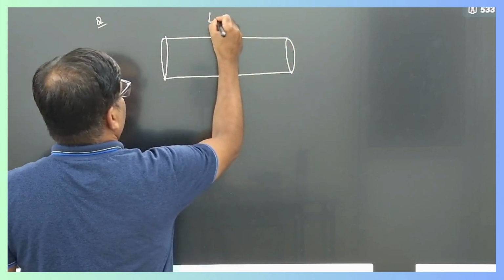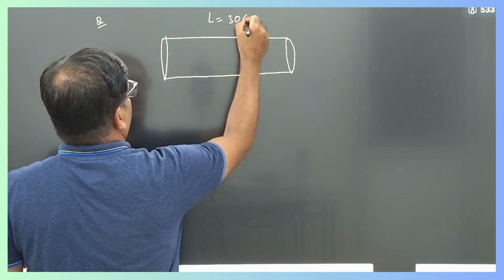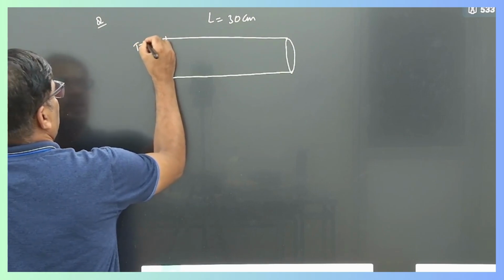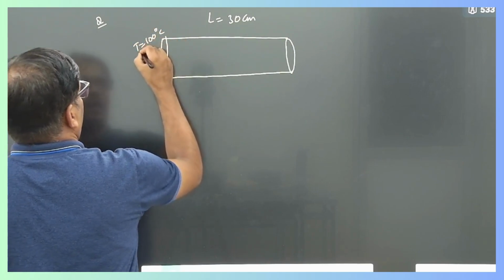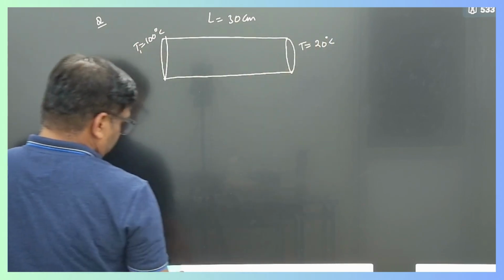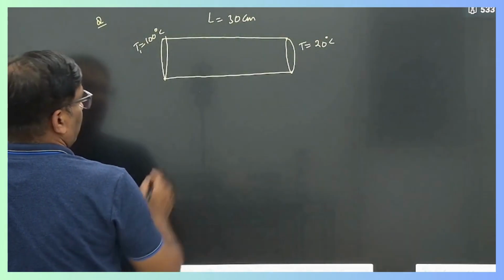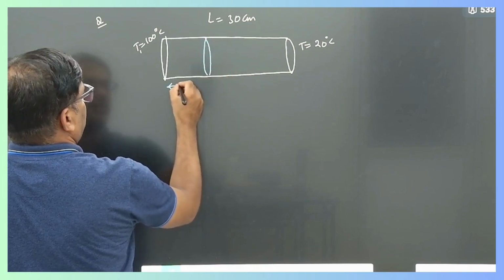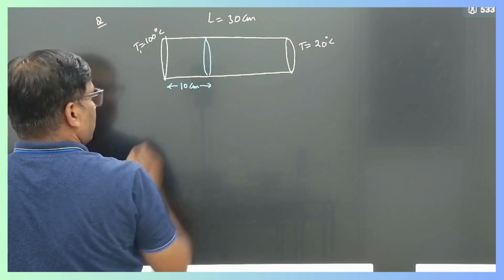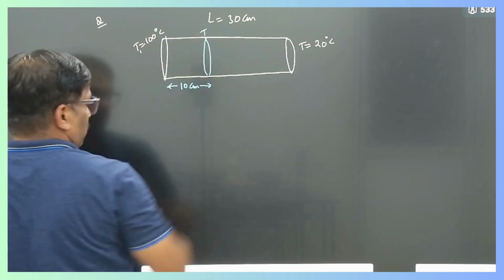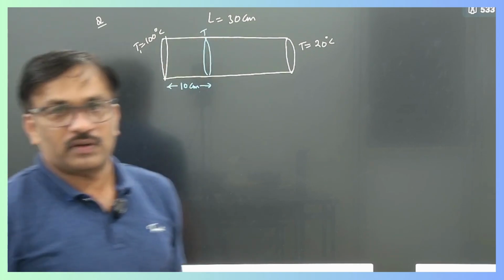It has a length of about 30 centimeter. One end is given as 100 degrees centigrade and the other end is given as 20 degrees centigrade. We want to calculate what the temperature will be on this rod at a distance of 10 centimeter. So what is the temperature at this point? We want to calculate it.